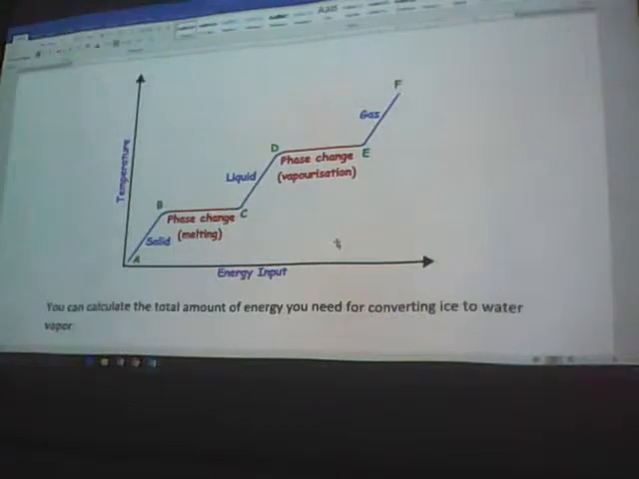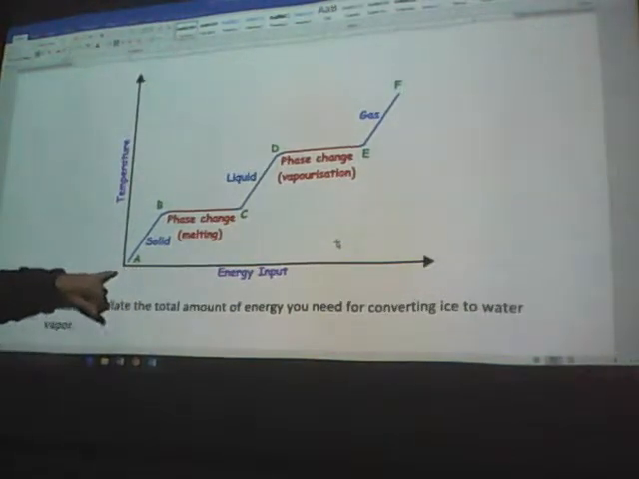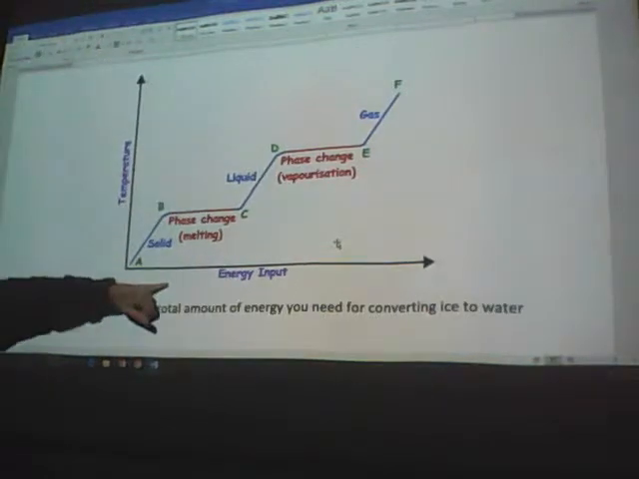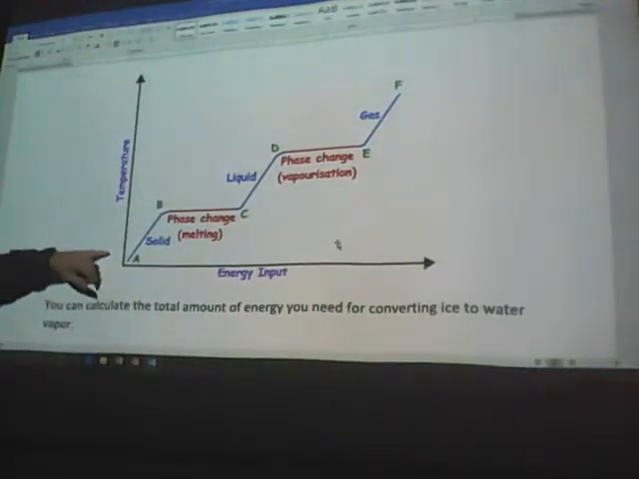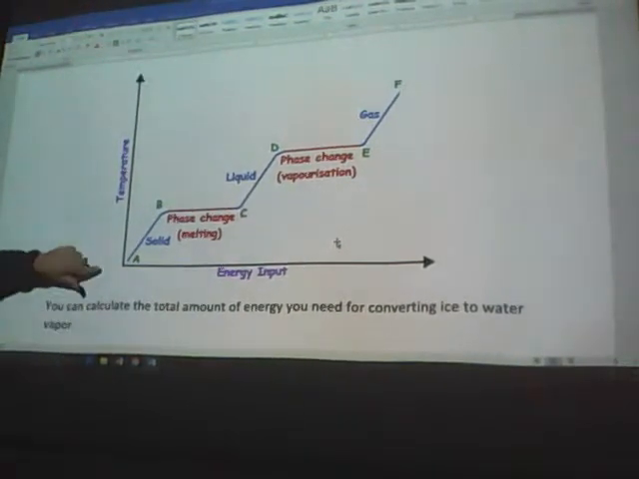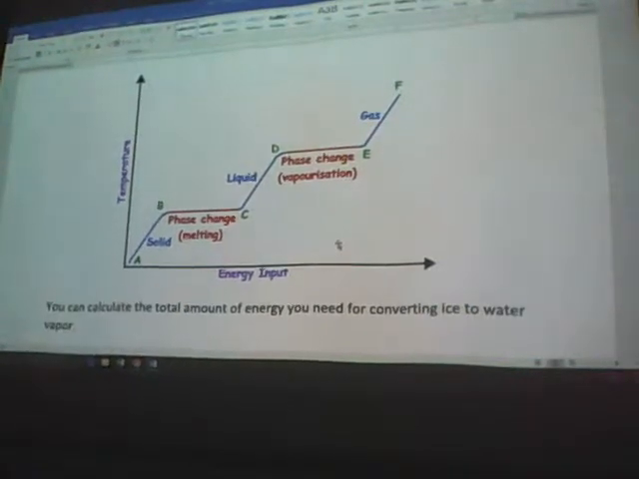Just 3 or 4 minutes. When you want to heat some ice to convert it to gas, you have to give it some energy, okay? You can heat it, and this is the process that it follows. This is the energy input, how much energy do you give to the ice, and this is the temperature, okay?